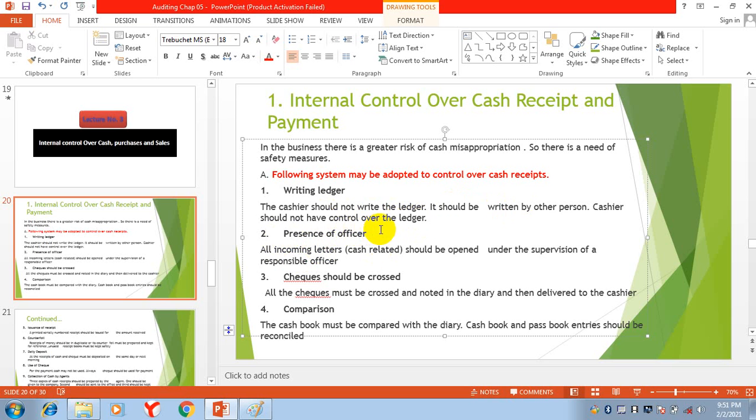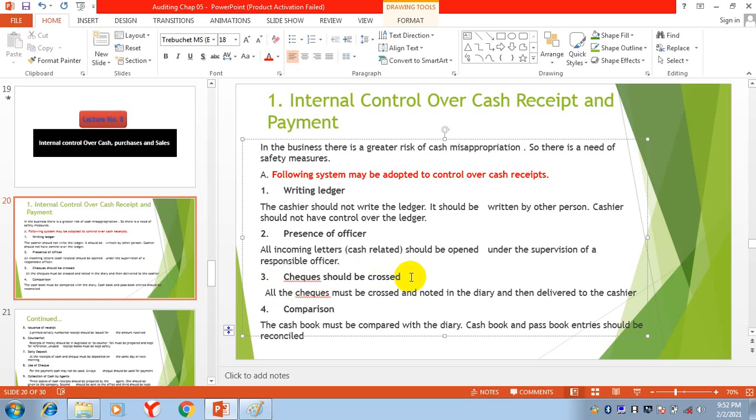Presence of officer. All incoming letters, cash related letters, should be opened under the supervision of a responsible officer. If there is a letter which is related to cash receipt, these letters will be opened in the supervision of that officer who will be responsible for the misappropriation of cash. If something happens, he will be responsible.